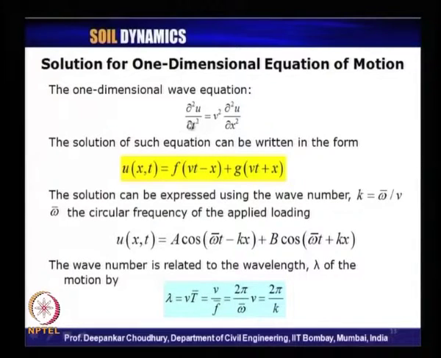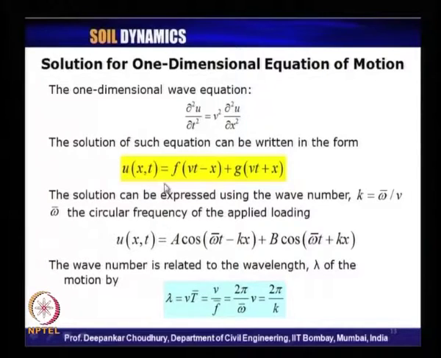So, if it is longitudinal wave, then it is V p, if it is torsional wave, then it is V s. Otherwise, the form of the equation is exactly the same. So, for longitudinal wave it is displacement, for rotational wave it is rotation theta, that is the only difference. Otherwise, the form of the equation is this one, and the solution of that type of equation can be represented in function form like this.